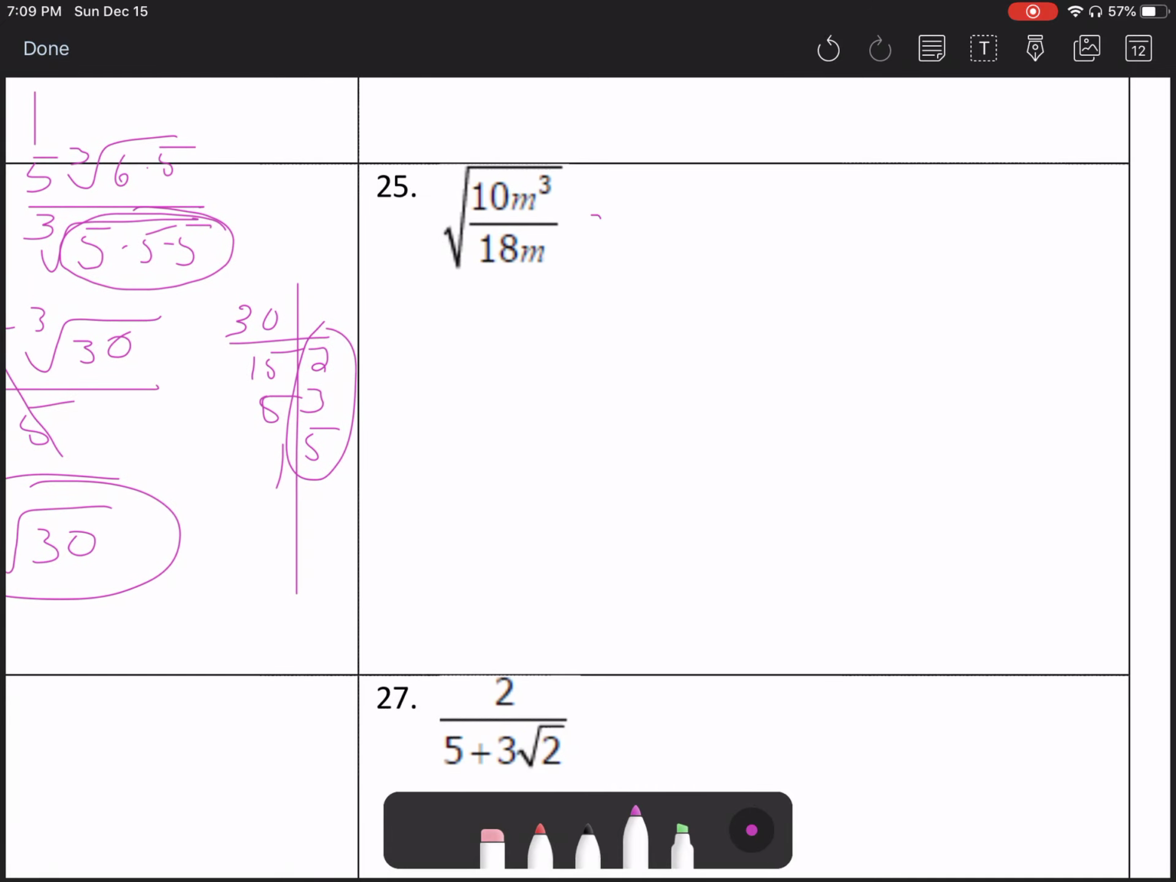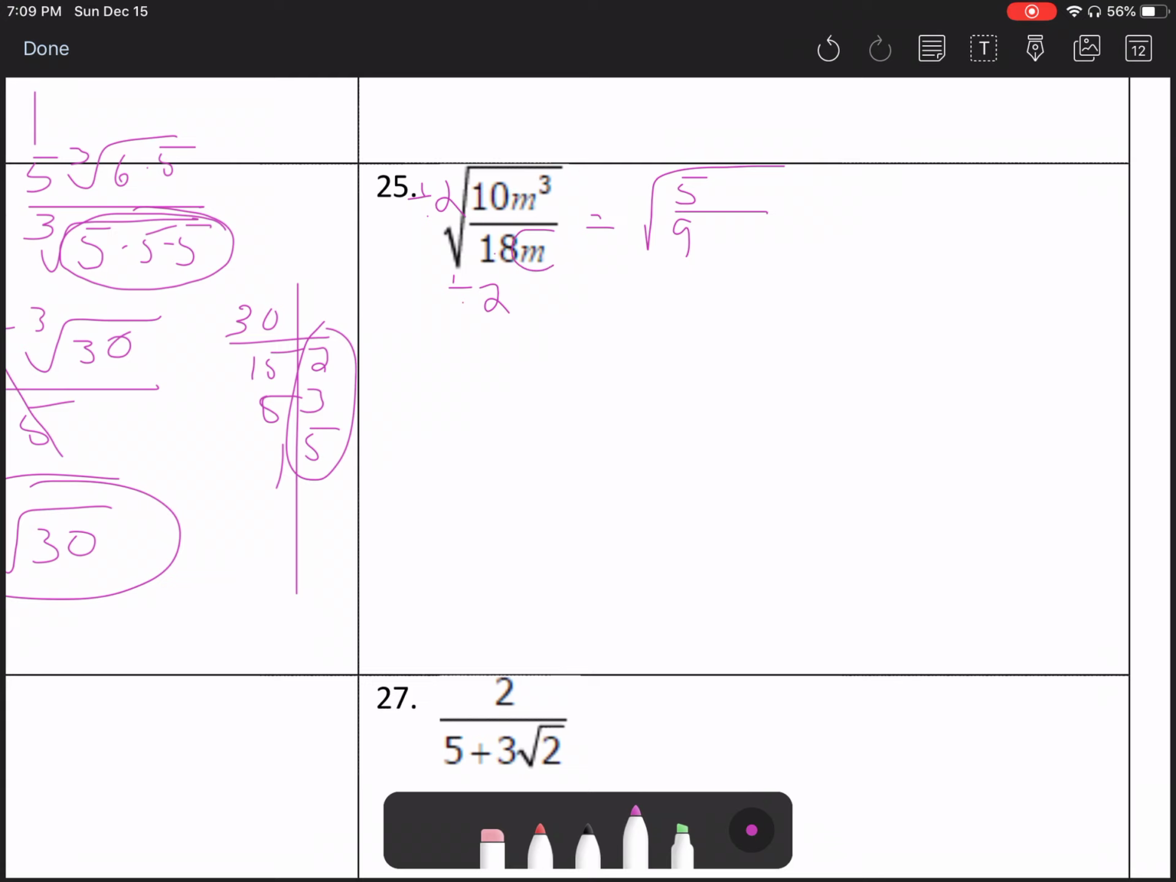Moving on to 25. Again, the same thing. I like to simplify first. It can make it a little bit easier. So I looked at this right here, and even though I cannot divide by my radicals, I realize that they do have a common factor. 10 and 8 can both be divided by 2. Okay, so 10 divided by 2 is 5, and 18 divided by 2 is 9.